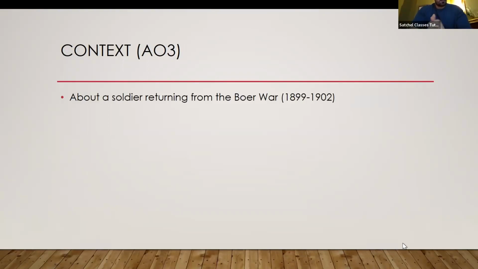The context of The Man He Killed is slightly different to some of the other war poems in this section of the anthology. This is actually referring to a soldier returning from the Boer War. The other poems we've looked at have been the World Wars. This is the Boer War in South Africa. Thomas Hardy didn't actually fight in this war, which ran from 1899 to 1902. But Hardy was alive during this. He died in 1928. So he would have seen the impact of this war on perhaps some of his relatives, possibly, or people he certainly knew.